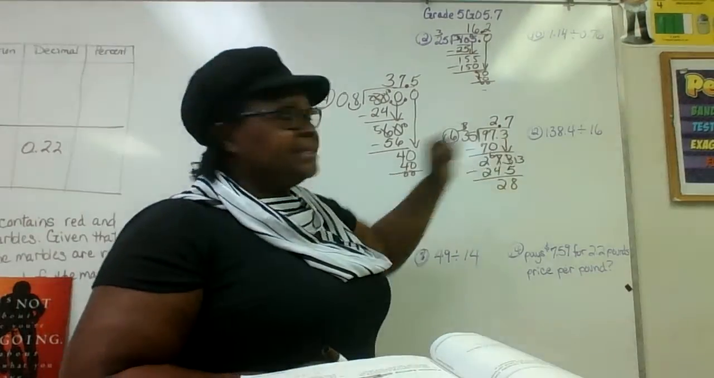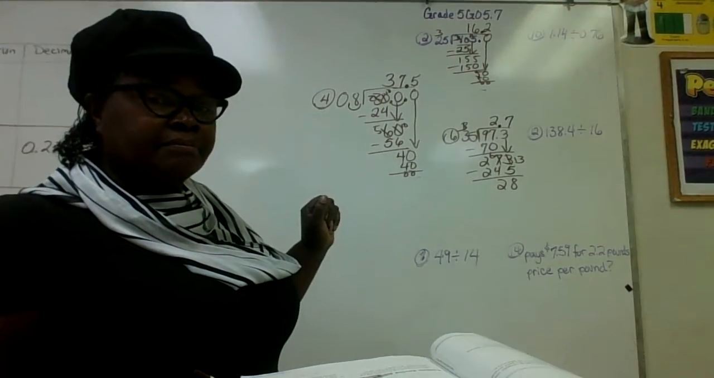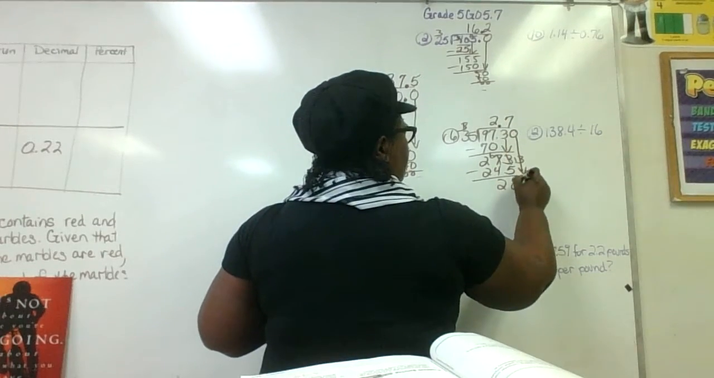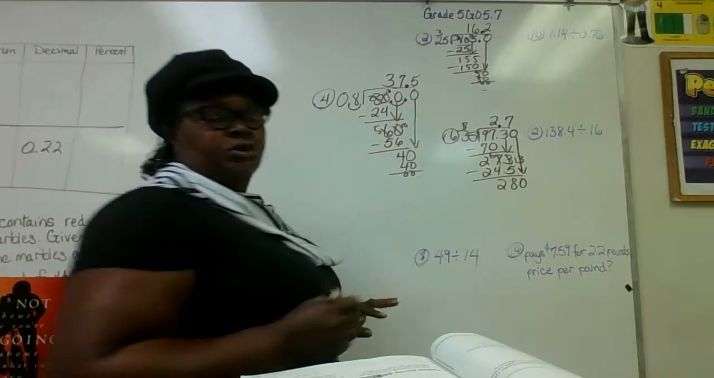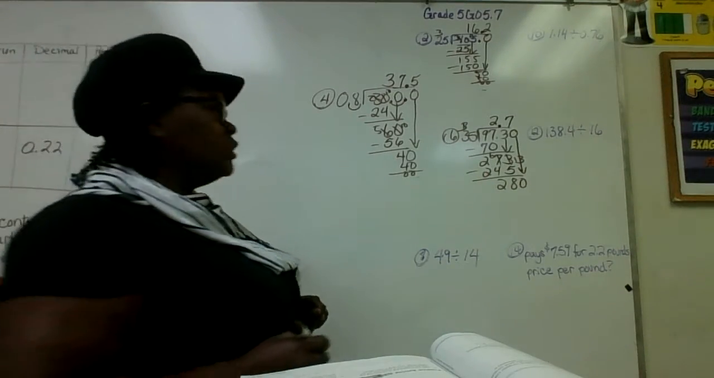But it is behind the decimal point. So guess what? We can add a 0. So let's put our 0 there, bring it down. So now we have 280. So the question is asked, how many 35s are in 280?